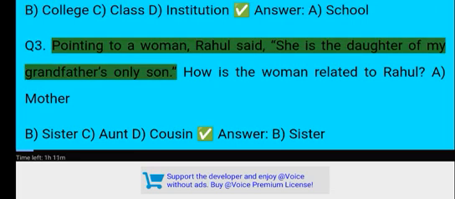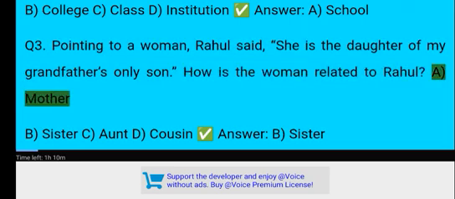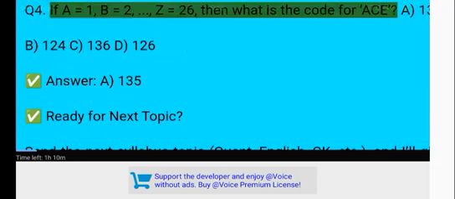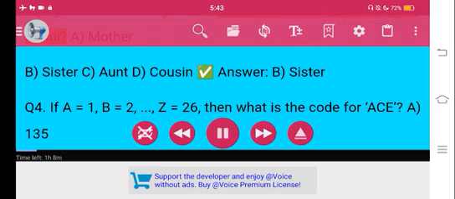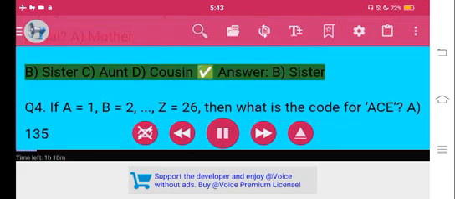Q3. Pointing to a woman, Rahul said, she is the daughter of my grandfather's only son. How is the woman related to Rahul? A, mother. B, sister. C, aunt. D, cousin. Answer: B, sister.